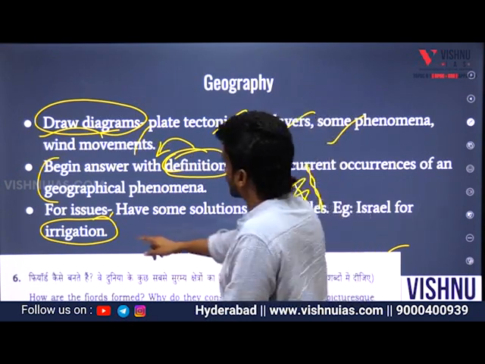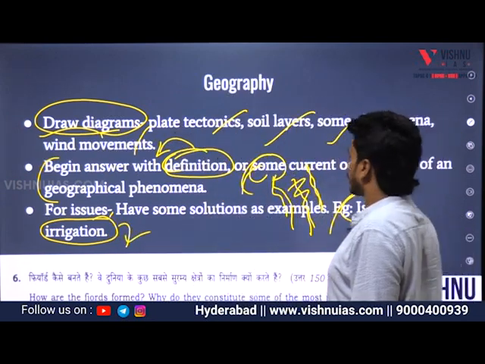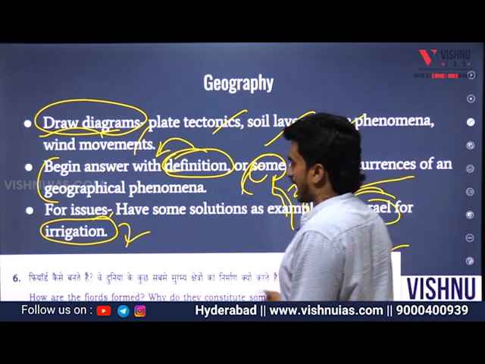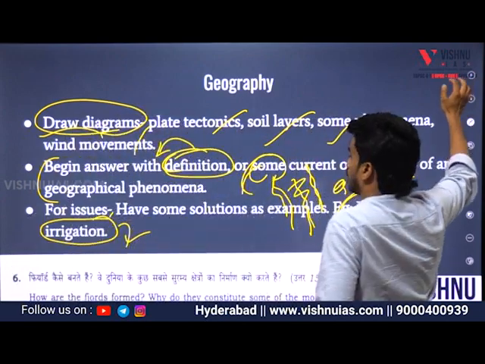For example, if it is regarding irrigation, then you can bring the example of Israel. You don't need to explain it more, just the example. You can even write like this: example, Israel's practices in irrigation. That way also you can make your geography answers more interesting.